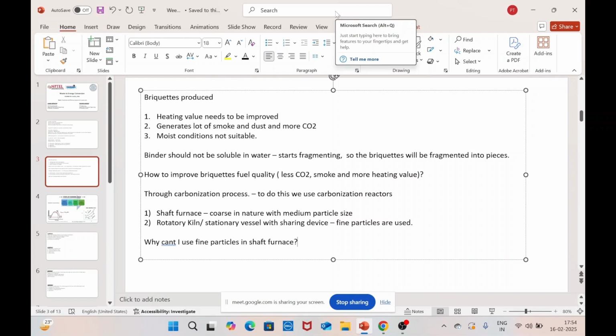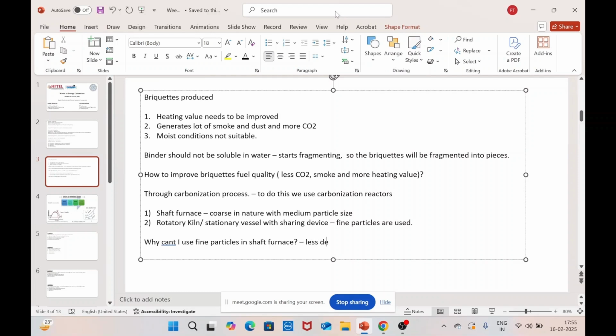Because of that, these fine particles, instead of going to the chamber where the pyrolysis process will take place, will mix with the pyrolyzed gas that is already generated, and will be taken away from the pyrolysis chamber. Because of that, the pyrolysis process efficiency, or the amount of material that is going to get carbonized or pyrolyzed, will decrease. So that is one of the reasons why fine particles should not be used in the shaft furnace.